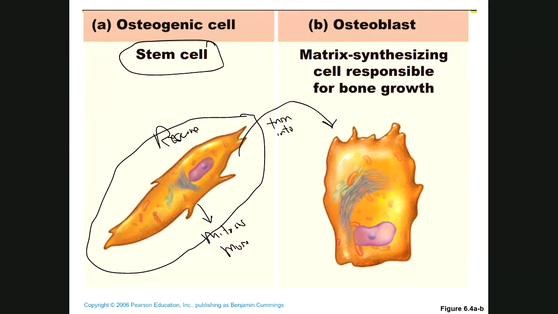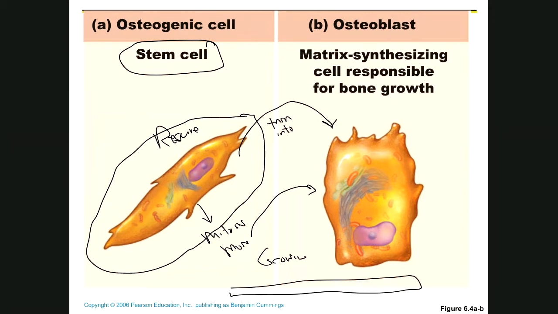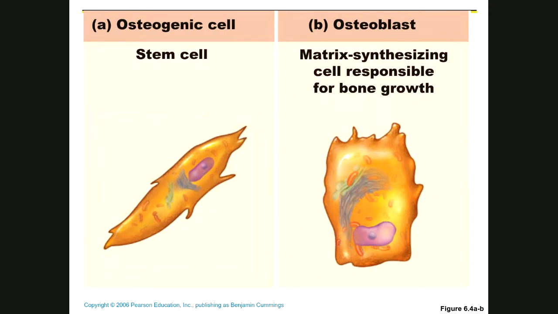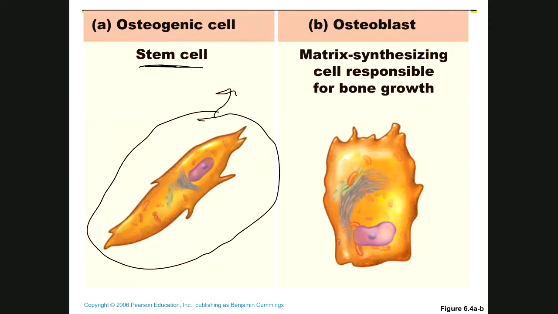And then they can become osteoblasts. So think about it. When you're growing, the bones are going to have to get longer. Well, we got to have cells to do that. The bones are going to get wider. We're going to have cells to do that. And this is where all those cells come from. They come from these stem cells, these osteogenic cells. And so these create more cells.